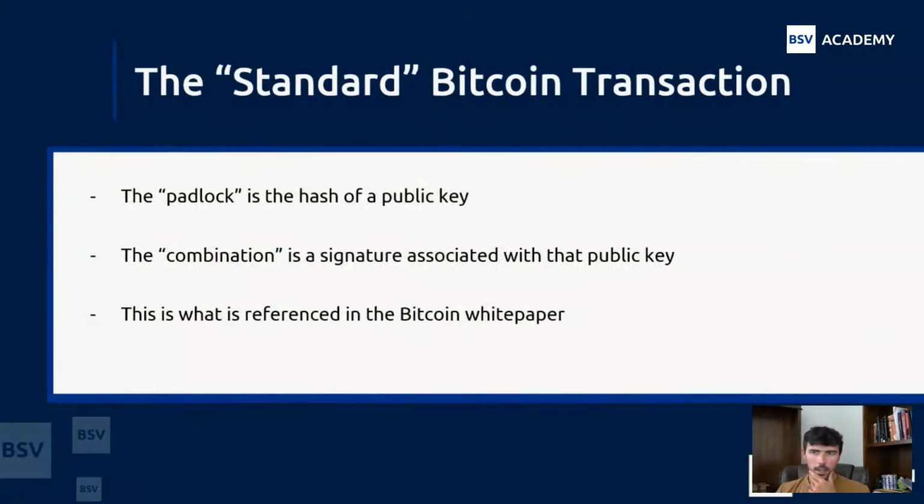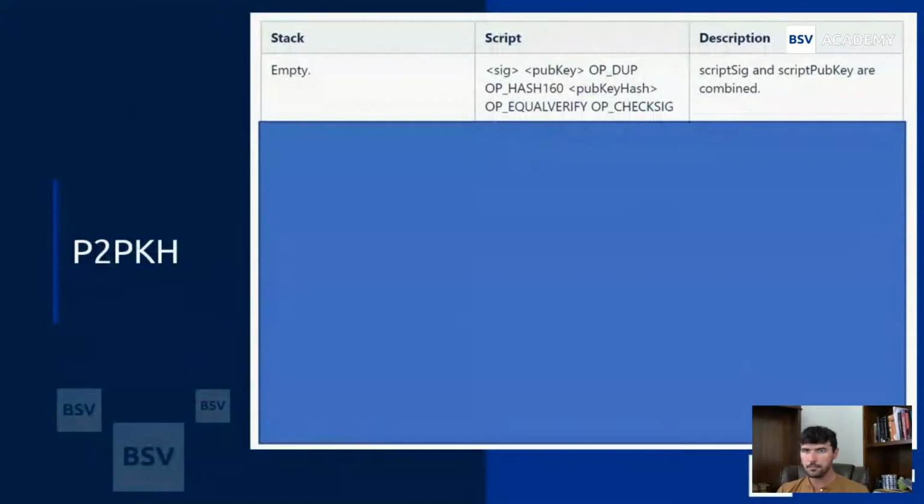But again, in this standard transaction type, this is what, according to the world, makes Bitcoin work and how it has worked for 12 years. The padlock is just a hash of the public key. The combination is a signature associated with a public key, which can only be created if you have the corresponding private key. And this is a very great use case of Bitcoin if you just want to send money around between public keys. So we'll just step through this very quickly to help you understand how it works.